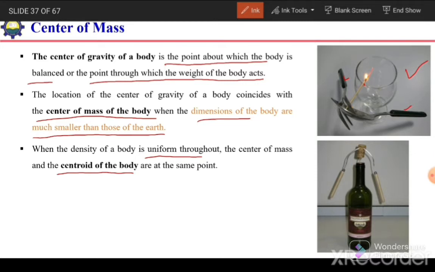A similar demonstration is in this case. We can balance these forks with a cork and a needle at the edge of the bottle. Again, this is because the center of mass of this assembly is acting at the end of this needle.